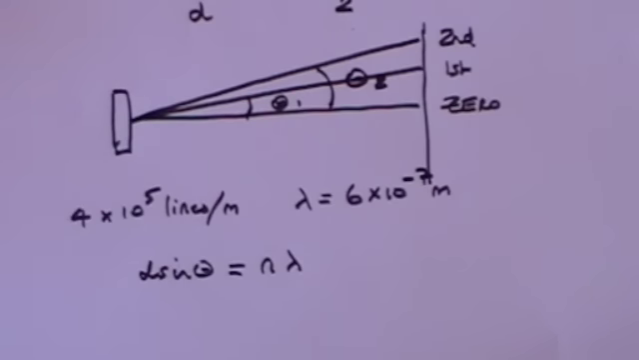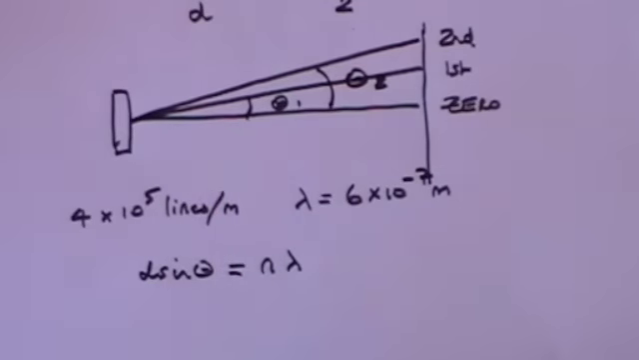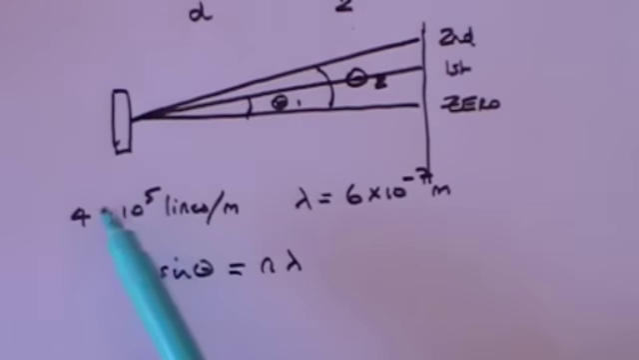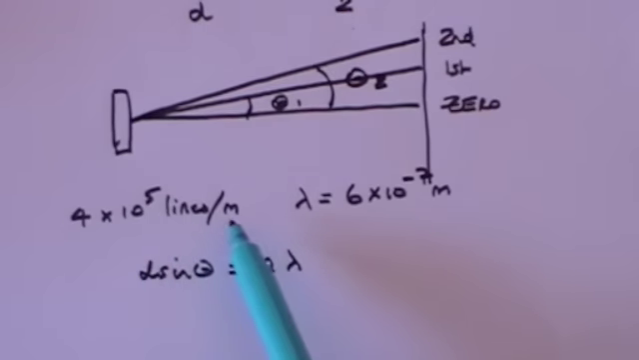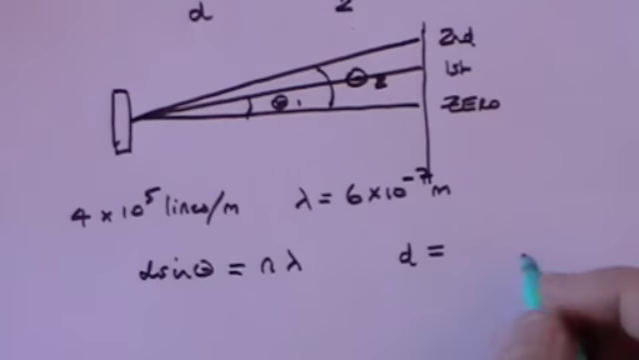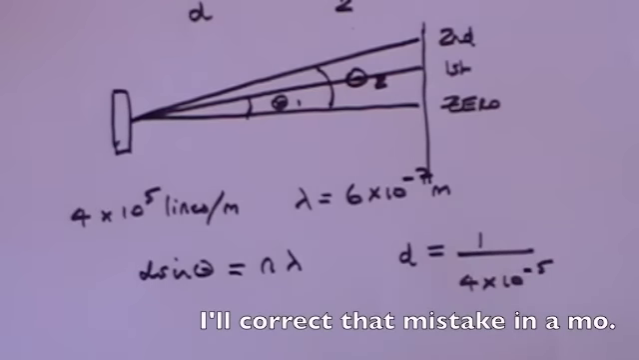What we're trying to find is the sine thetas of the 2 respective angles. So what is d? Well, if there are 4 times 10 to the 5 lines per meter, then the separation between any 2 lines is 1 over 4 times 10 to the 5 meters.